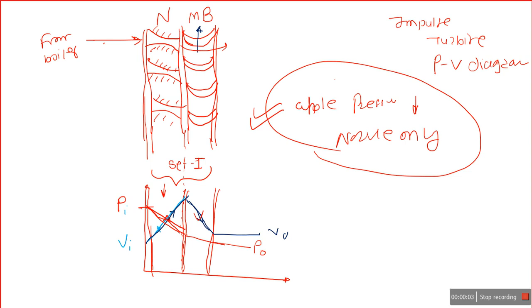Okay, now we start with the reaction turbine. We saw the variation in the pressure velocity diagram for the impulse turbine in the previous video. Now let's start with the video recording on the reaction turbine.